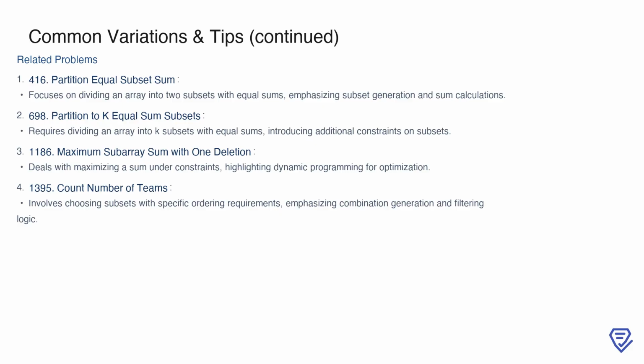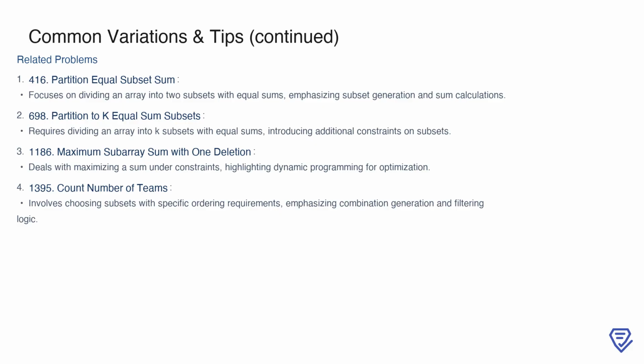This problem shares similarities with several related problems, which can provide additional context and practice opportunities. For instance, problem 416, Partition Equal Subset Sum, focuses on dividing an array into two subsets with equal sums. This requires careful subset generation and sum calculations, much like the current problem. Problem 698, Partition to K Equal Sum Subsets, takes it a step further by introducing constraints to divide an array into k subsets with equal sums, adding more complexity to the subset logic.